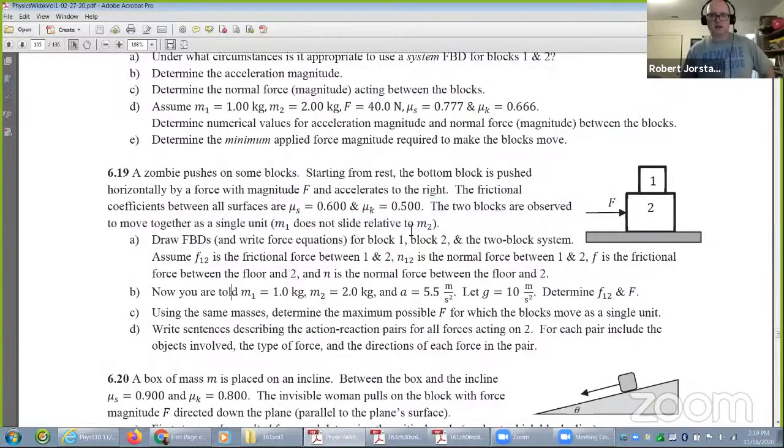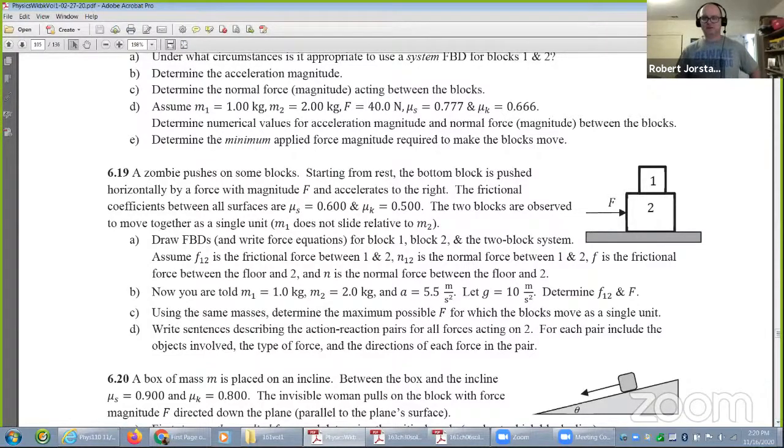Okay, so let's go take a look at that again. And, oh, this was important. The two blocks are observed to move together as a single unit. M1 does not slide relative to M2. That means we're going to be able to do a system FBD, a block 2 FBD, and a block 1 FBD. So right now, I'd like you to take a minute to try that.